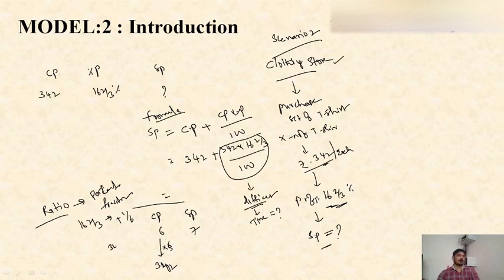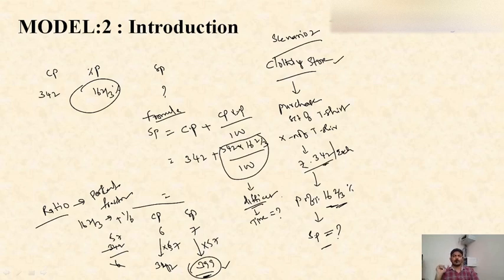So let us try to solve this one. 342 divided by 6. So 1 part will be equal to 57. Then 57 into 7 will be equal to 399. So in order to gain a profit of 16 2 by 3 percentage, the selling price of each t-shirt that you need to sell it for will be 399 rupees, when you buy a t-shirt for 342 rupees.